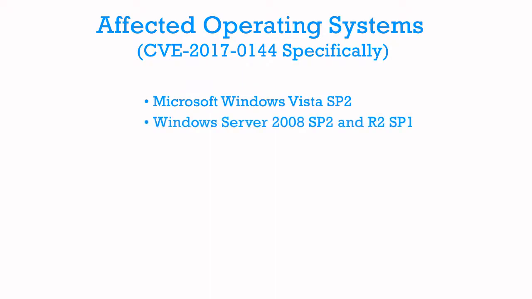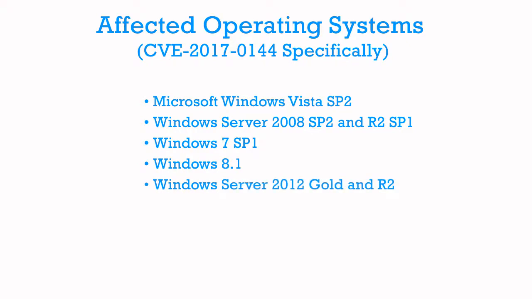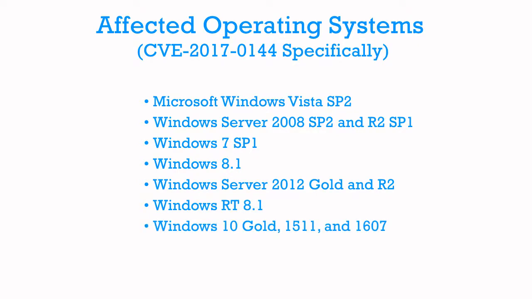The operating systems affected by the SMB remote code execution vulnerability, specifically the instance CVE-2017-0144, include Microsoft Windows Vista SP2, Windows Server 2008 Service Pack 2 and R2 Service Pack 1, Windows 7 Service Pack 1, Windows 8.1, Windows Server 2012 Gold and R2, Windows RT 8.1, Windows 10 Gold 1511 and 1607, as well as Windows Server 2016.